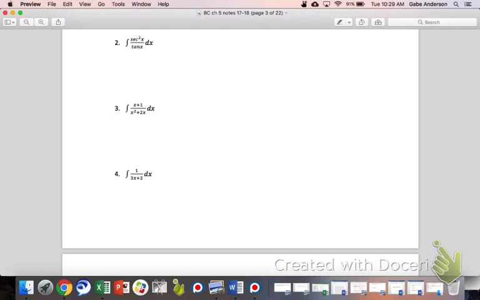So since the derivative of the denominator is the numerator, this perfectly already fits the natural log pattern. So we could immediately jump to an answer. It's equal to natural log of absolute value of the denominator. And then don't forget plus c. That make sense? Okay.